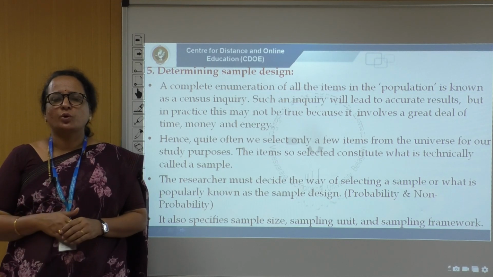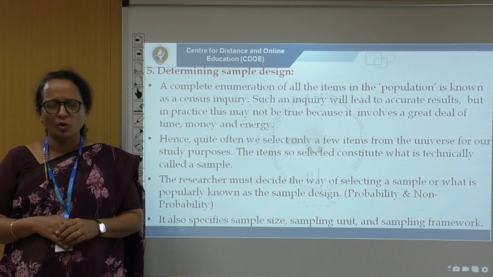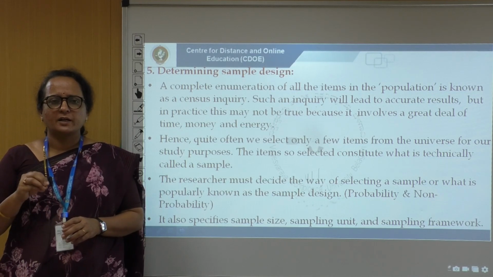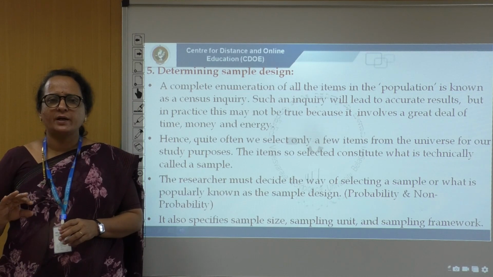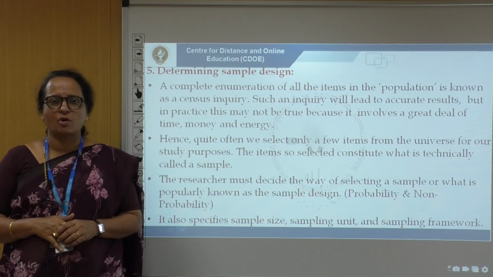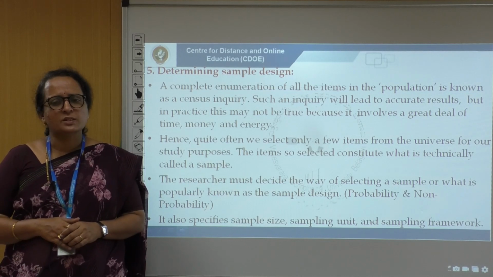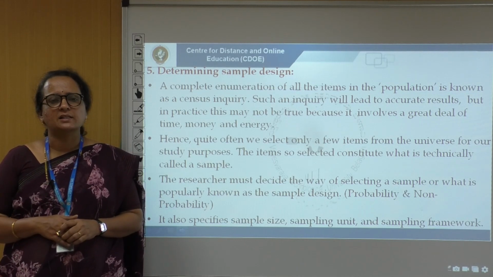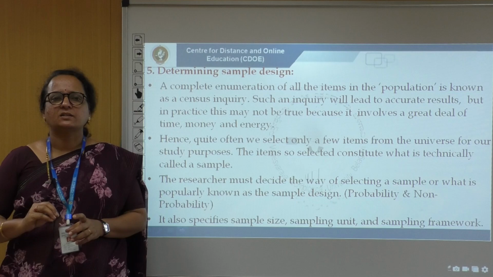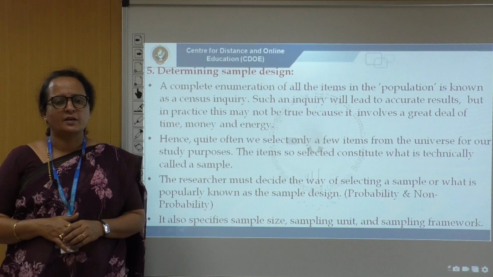And quite often we select only a few items from the universe for the study purpose. Sample survey is what? From the entire universe, a few samples will be chosen, data will be gathered, analysis is made, and generalizations are made to the entire population on the basis of conclusions drawn. So that is what is called a sample survey. The items so selected constitute what is technically called a sample. From the entire population, a few samples will be picked, data will be gathered, analysis is made, generalizations are done, and the report will be written.